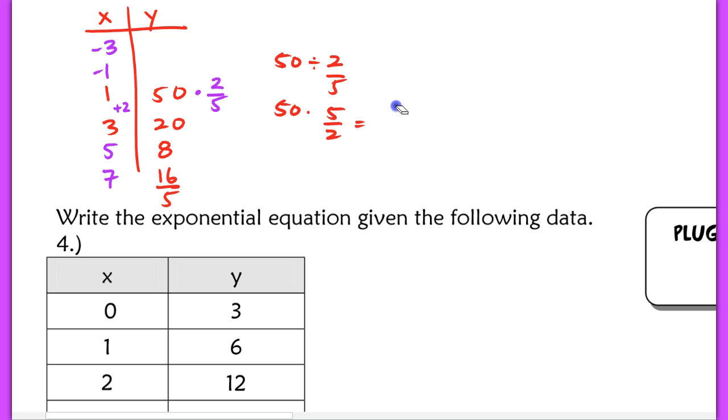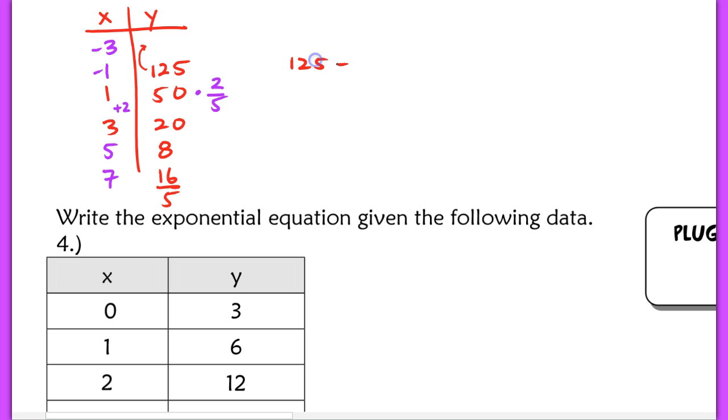Actually, I could have simplified this really quickly. 2 goes into 50 25 times. 25 times 5 is 125. So the point prior to that was -125.